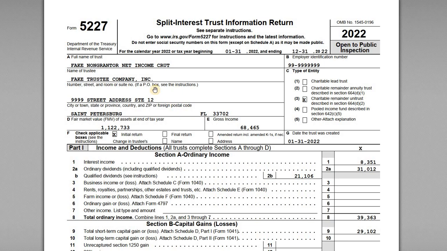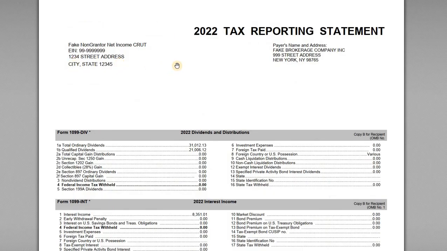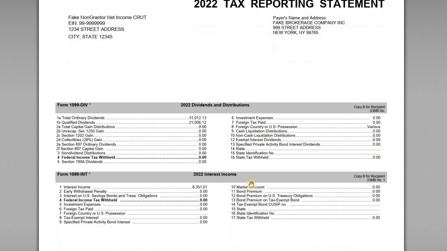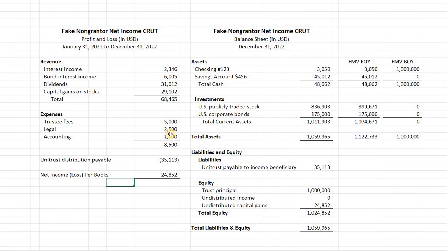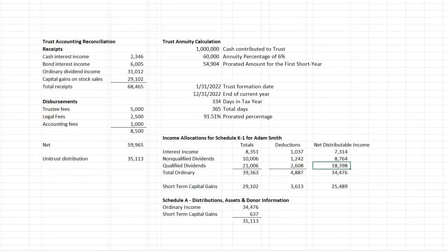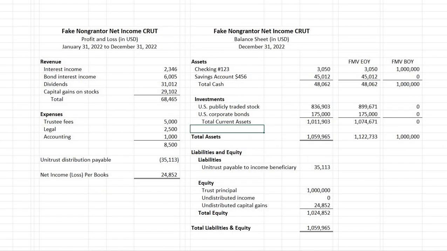So we're going to go over the full 5227 I've got in front of us. I do have a sample consolidated 1099 from our brokerage company, which shows the dividend, income, interest, capital gains. And then we do have an Excel workbook here where I put together some basic financial statements for the trust and some income reconciliation tabs. And so we'll go through all this as well.